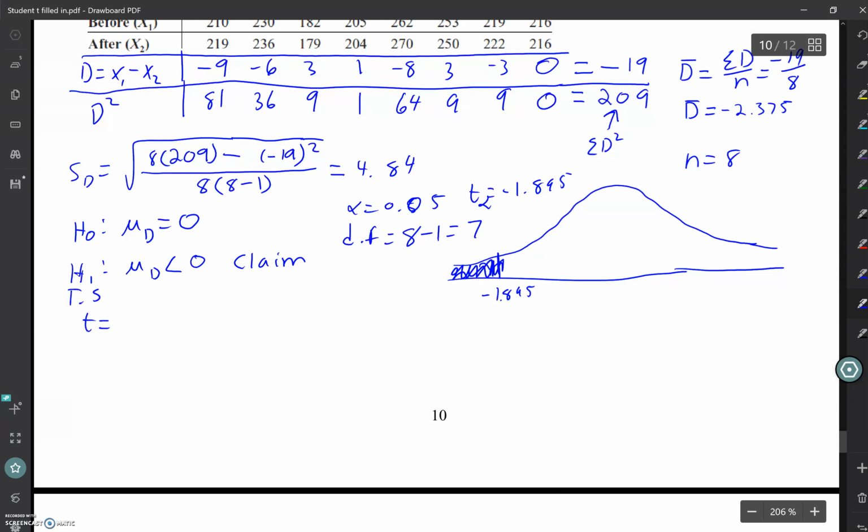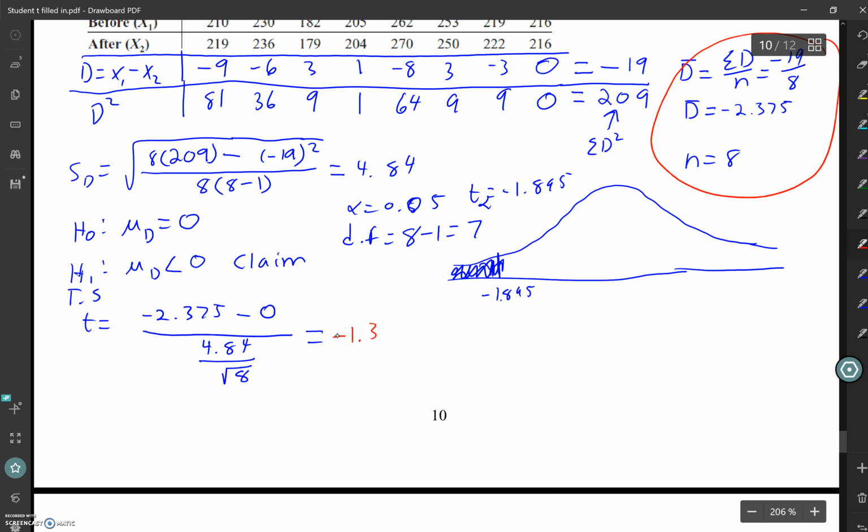My mu d was negative 2.375. Then we have, our d bar was the negative 2.375. Mu d is assuming that they're equal, so we would subtract 0. You can put the 0 or not put it, either way. And the formula says to take your S sub D, your standard deviation we created, which is 4.84, and divide it by the square root of 8. Let's work that out and see what we get for our t-test statistic. 1.39.